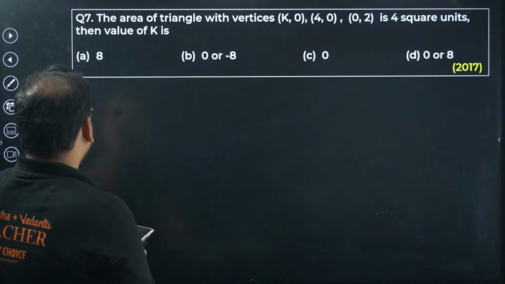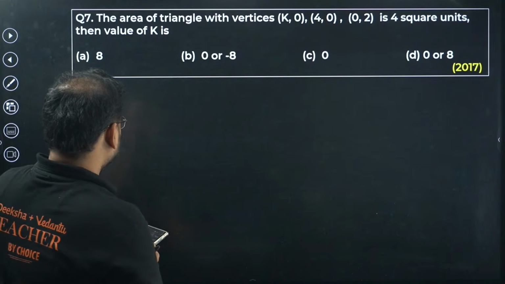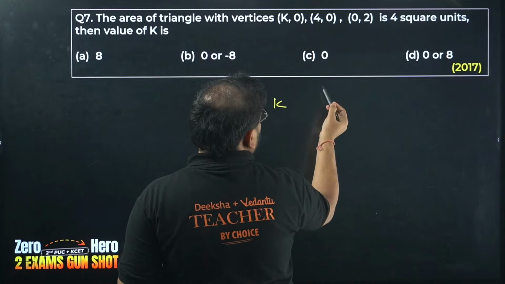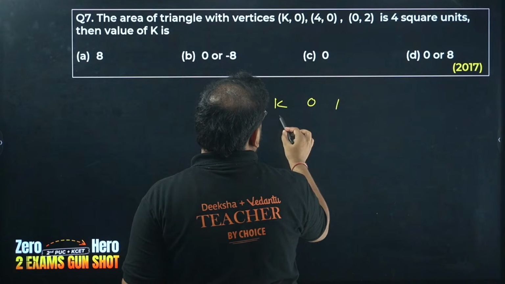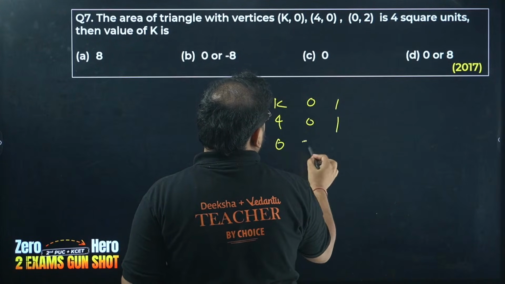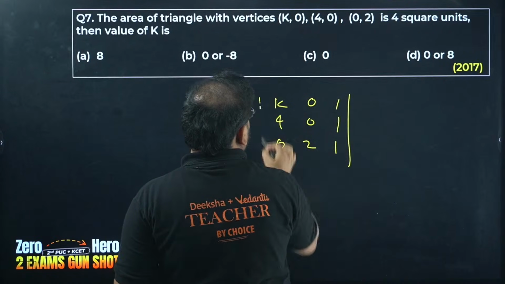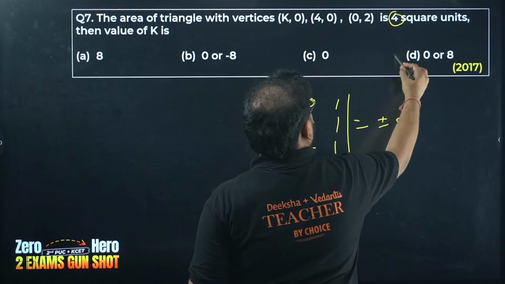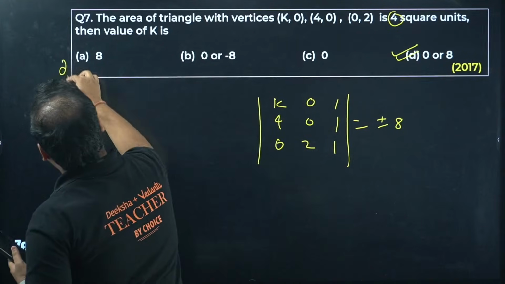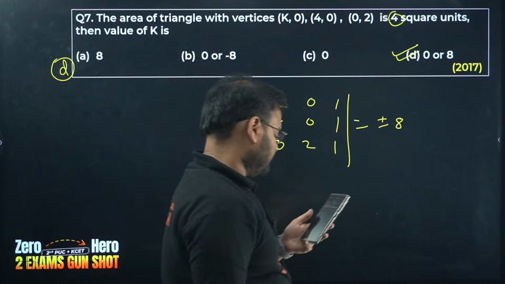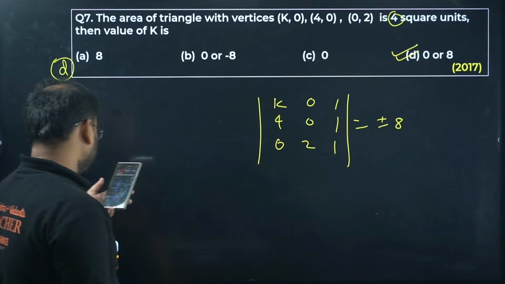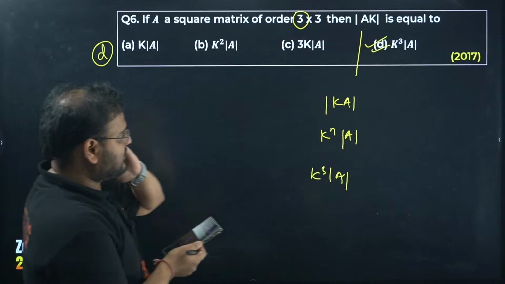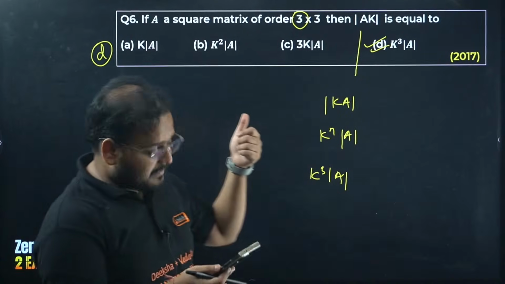The area of a triangle with vertices K, 0, 4, 0, 0, 2 is 4 square units. What is the value of K? I think we solved this question, no? The determinant with rows K, 0, 1, 4, 0, 1, 0, 2, 1 was equal to plus minus 8, because this 1 by 2 will go there. The answer will come as option D only. I have solved this question today in the class. Sixth question asked in midterm, sir. Was it? Yes. So see, this is a KCET PYQ though.